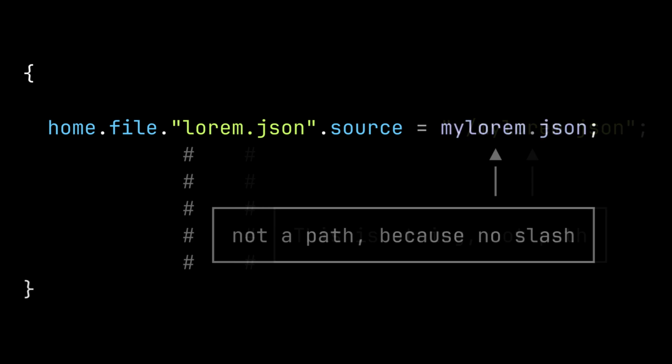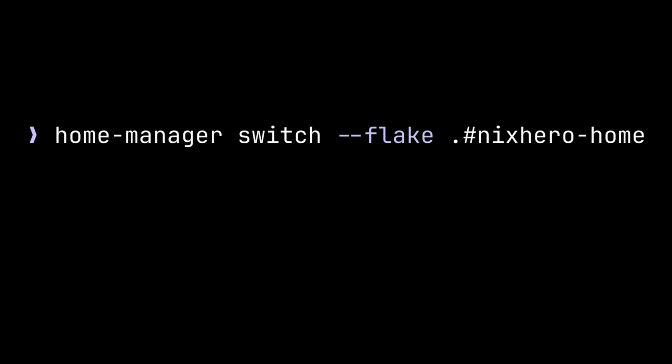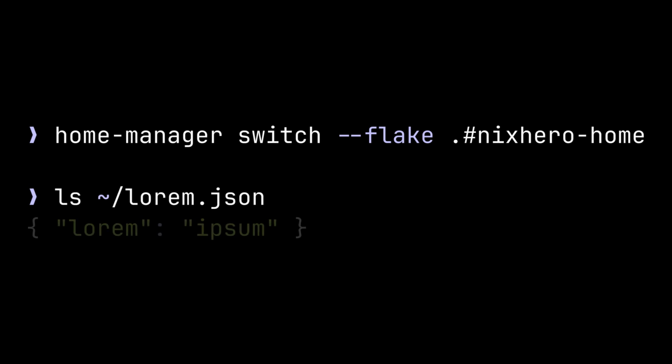When writing the file path, you shouldn't use double quotes because file path is its own data type in Nix language. And for a variable to be recognized as a path data type, it needs to have at least one slash character. So in our case, we need to add ./ before the file name. Now after you run the switch command, you should see the file lorem.json in your home directory with content you specified on the file.